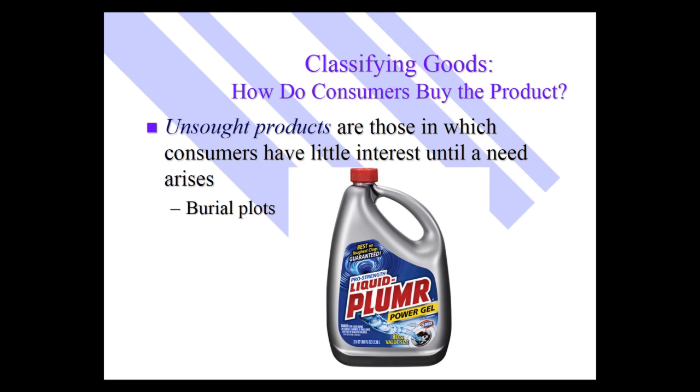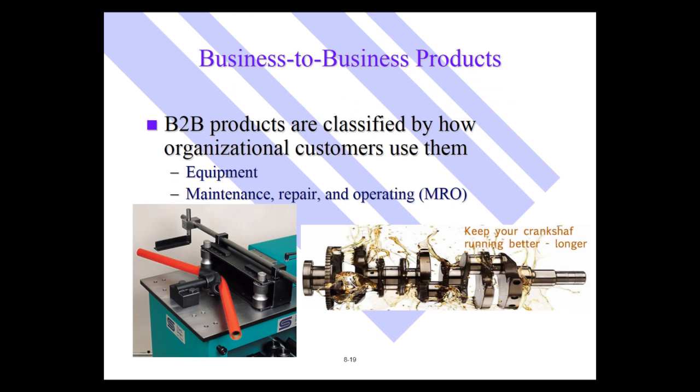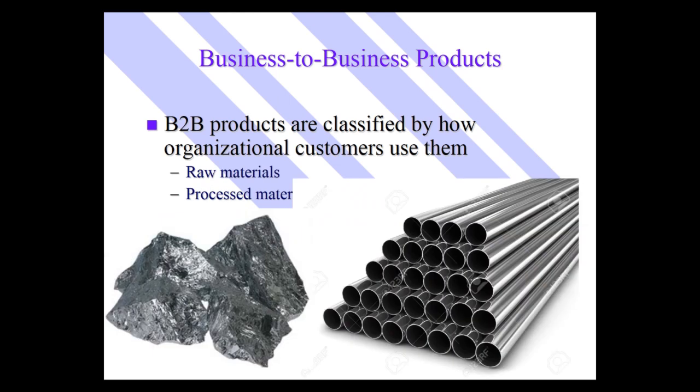B2B, business to business products, are classified by how organizational customers use them. Equipment and maintenance, repair, and operating, MRO, those are used in the production process. So those are used in the development of goods. So-called entering goods, if you remember that term, those go actually into the product. Now, entering goods are things like raw materials. Raw materials would be basic steel, or processed materials, steel tube.